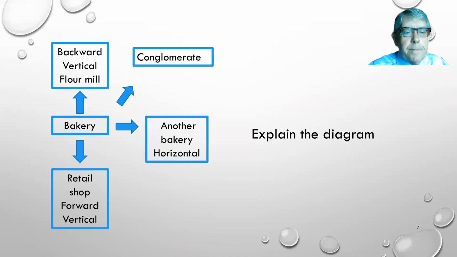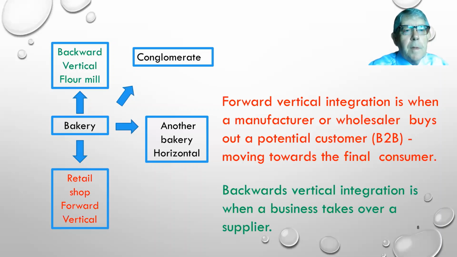Explain the diagram. This is all about integration. Forward vertical integration is when a manufacturer or wholesaler buys out a potential customer, B2B, moving towards the final consumer. So in this instance, our manufacturing bakery has bought a retail bakery. Backward vertical integration is when a business takes over a supplier. So in this instance, our manufacturing bakery would purchase a flour mill.